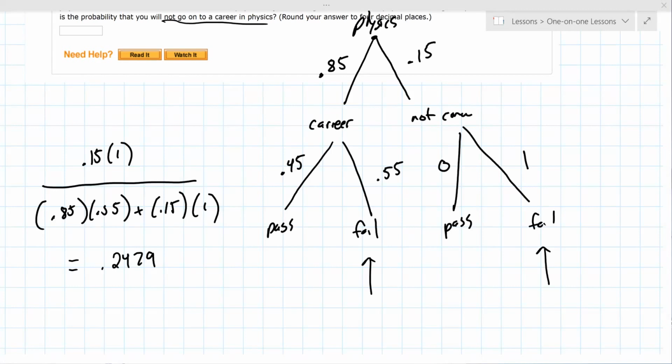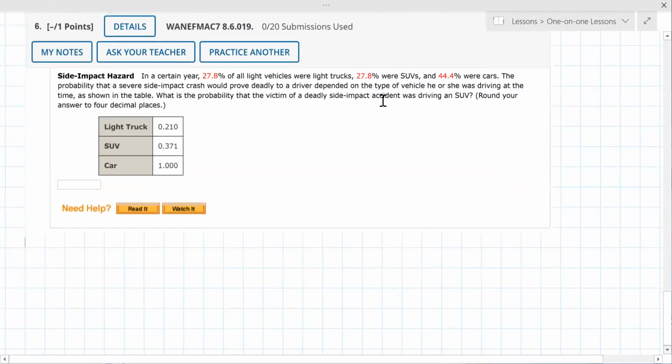So question 6, we'll look at here. All right, in a year, 27.8% of all light vehicles were light trucks, 27.8% were SUVs, 44.4% were cars. So there are 3 different categories that they're starting out with. We should check that these add up to 1. It looks like they do. So we got light truck LT, SUV, and car. So it's not always car, not car. Sometimes it's other categories.